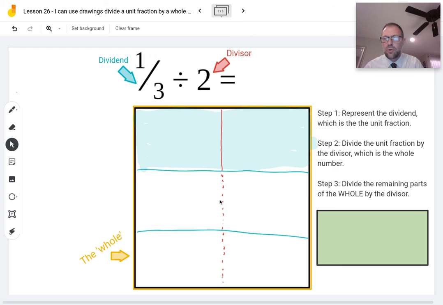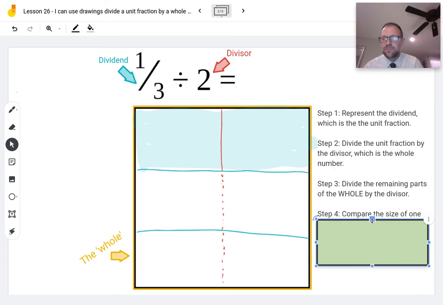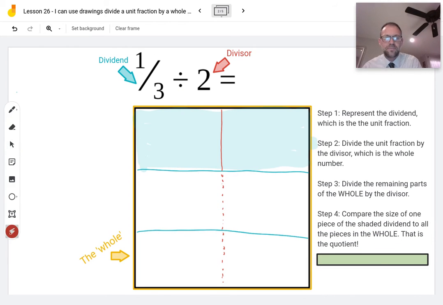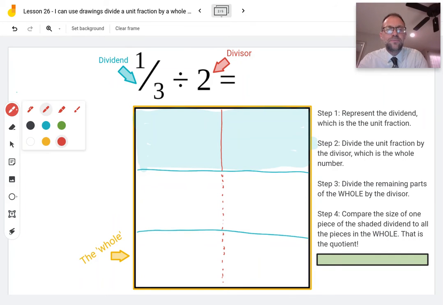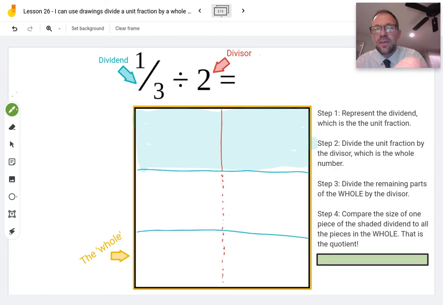Now, in order to get our quotient, we have to compare the size of one piece of the shaded dividend. That's one piece right here. One piece of the shaded dividend to all of the pieces in the whole. That's the quotient. So this one piece of the shaded dividend, that's our 1 in our unit answer. I'll put that in green today.